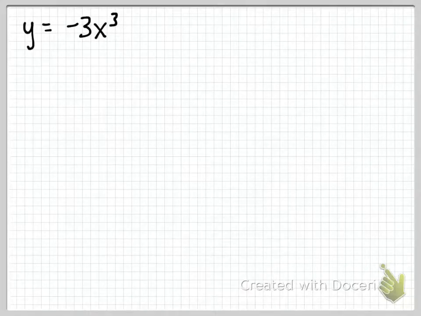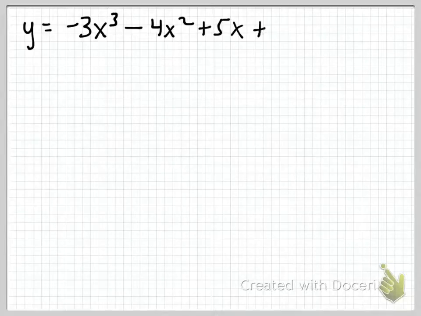So let's take a look at a couple more. Okay, now for this one, I want you to see if you've got the concept down. I'm going to give you an original function: negative 3x to the third power minus 4x squared plus 5x plus 9. Okay? And the question I'm asking you is, what would a good end behavior model be? In other words, what is this graph really going to look like?